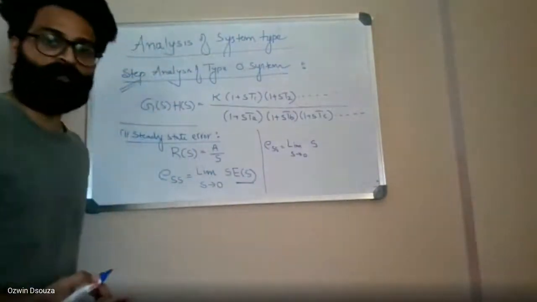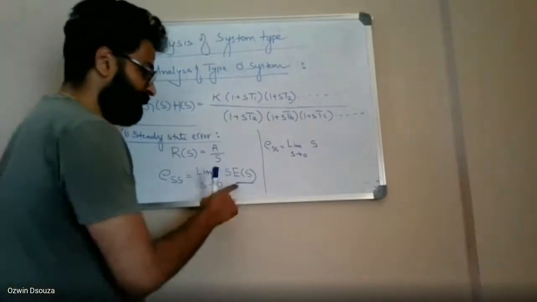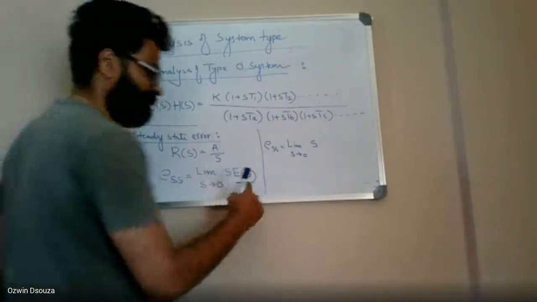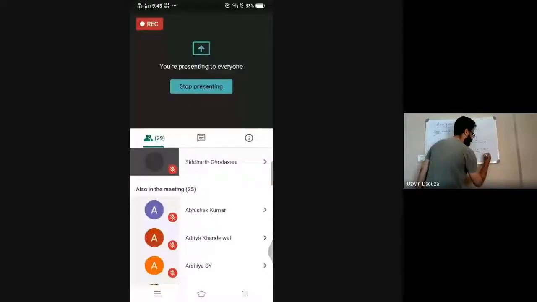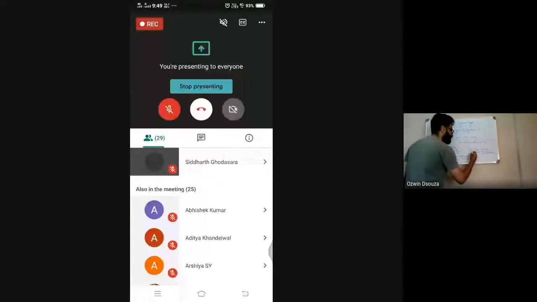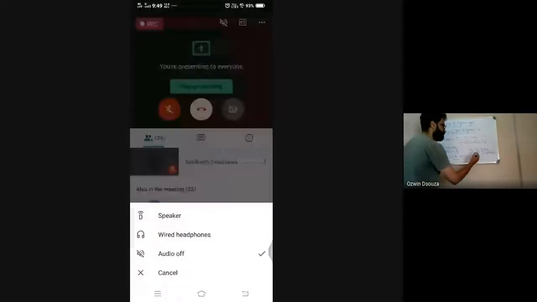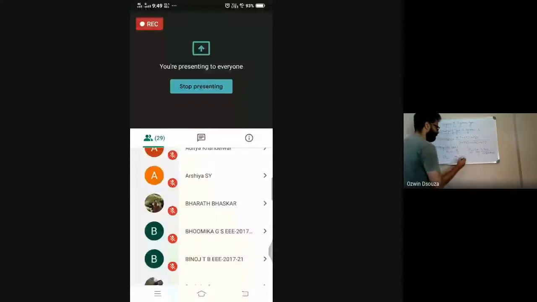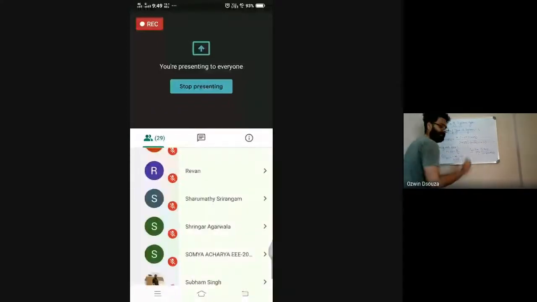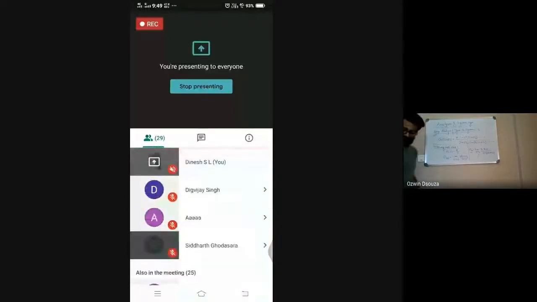What is E(s)? In the previous class we have seen, right? So in the previous class we had derived an expression for E(s). So E(s) is nothing but R(s) divided by 1 plus G(s) into H(s). All right. So one can estimate the steady state error simply by subjecting the error signal to the limiting condition. All right. I hope you have noted down this expression. Okay.